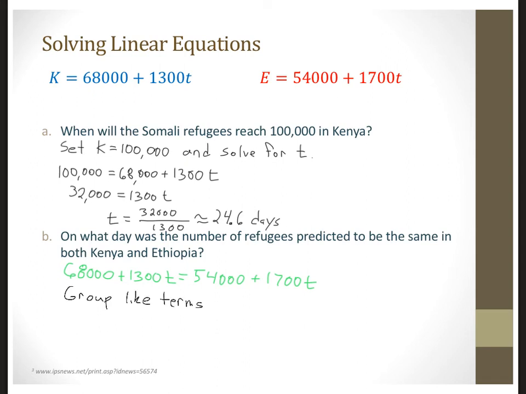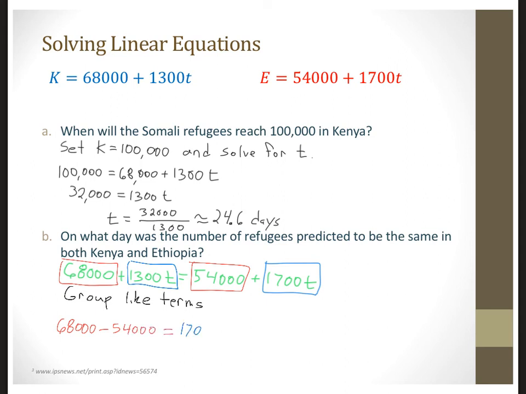We can group like terms together. I want to put all of the terms that don't have a T in them, these two that I just boxed in red, on the same side of the equation, and then group all of the terms that do have a T in them on the other side. For example, I could subtract 54,000 from both sides of the equation, which would get rid of the 54,000 on the right side. Then I'm going to subtract 1,300 times T from both sides. Now I've grouped all of the terms with T on the right side and all of the terms without a T on the left.